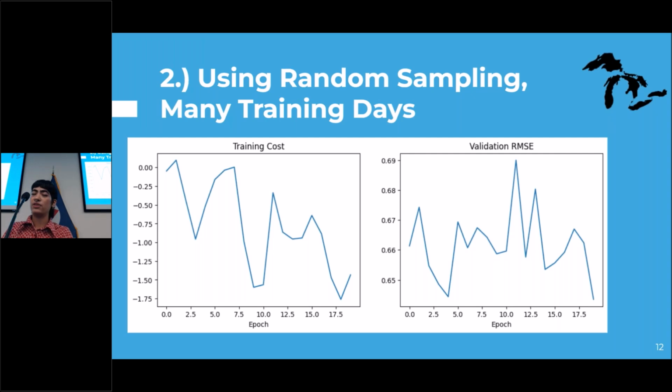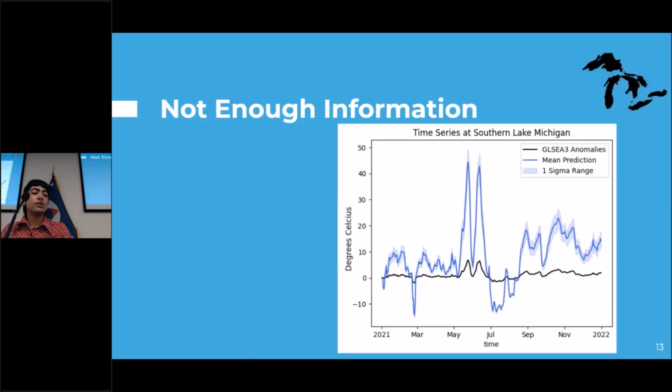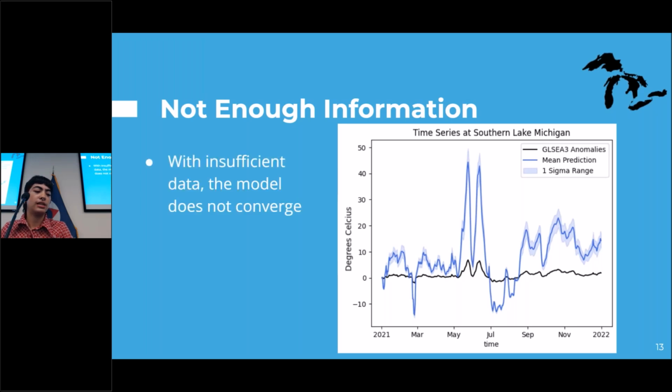As a caveat, I want to note the model would do better if we trained on more epochs, but that was not explored due to computing time. So using this regime, we saw that it was generally not enough information. Again, we have the ground truth GLC data in black and the mean prediction and envelope in blue. We saw that with insufficient data, the model does not converge. It's not capturing the actual reality in its envelope.